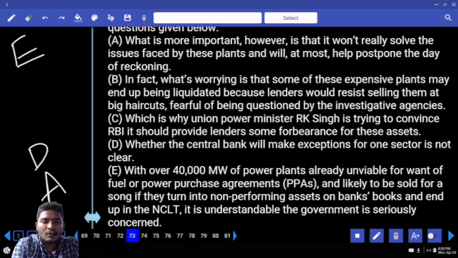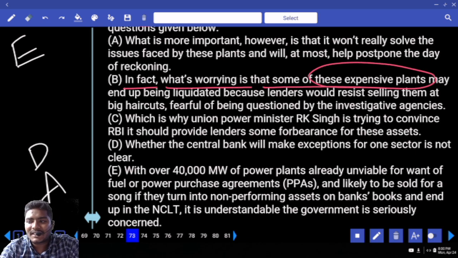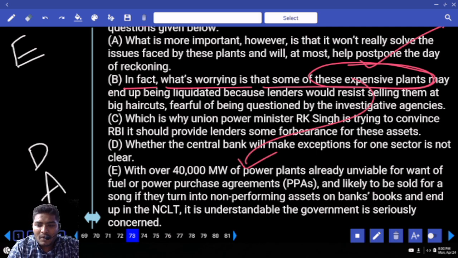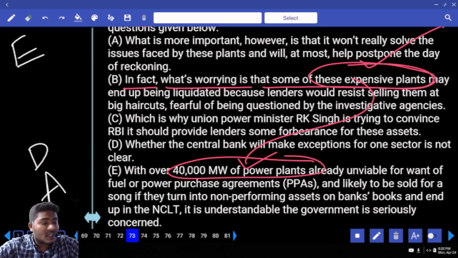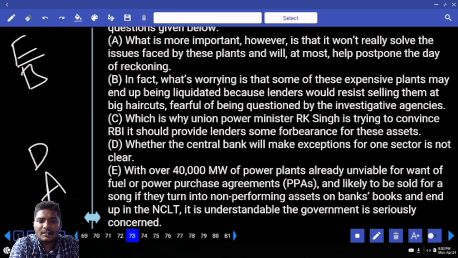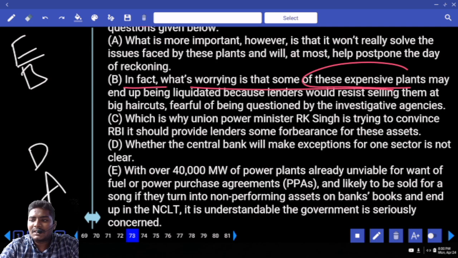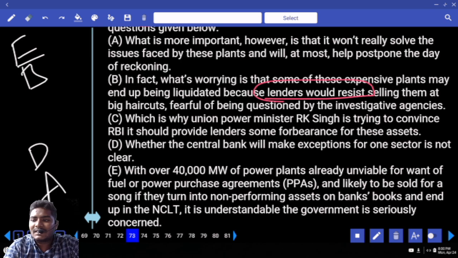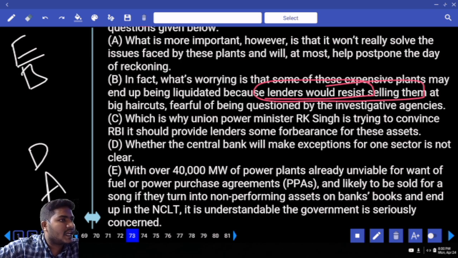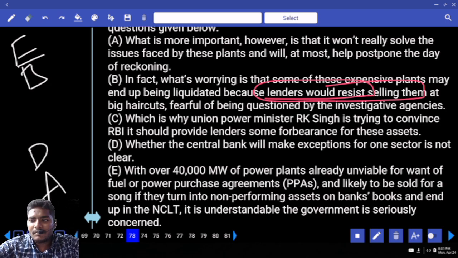Next, we still need to get the connections. In fact, what is worrying is that some of these expensive plants, can you tell me what does it refer to? These power plants which have the megawatts of 40,000. Now what must be paired with E? B must be paired. If you read B only, you can get the answer. In fact, what is worrying is that some of these expensive plants may end up being liquidated because lenders would resist selling them. Now is it a positive notation or negative notation? Lenders would resist. It is positive or negative? Negative. At big haircuts, fearful of being questioned by the investigative agencies.